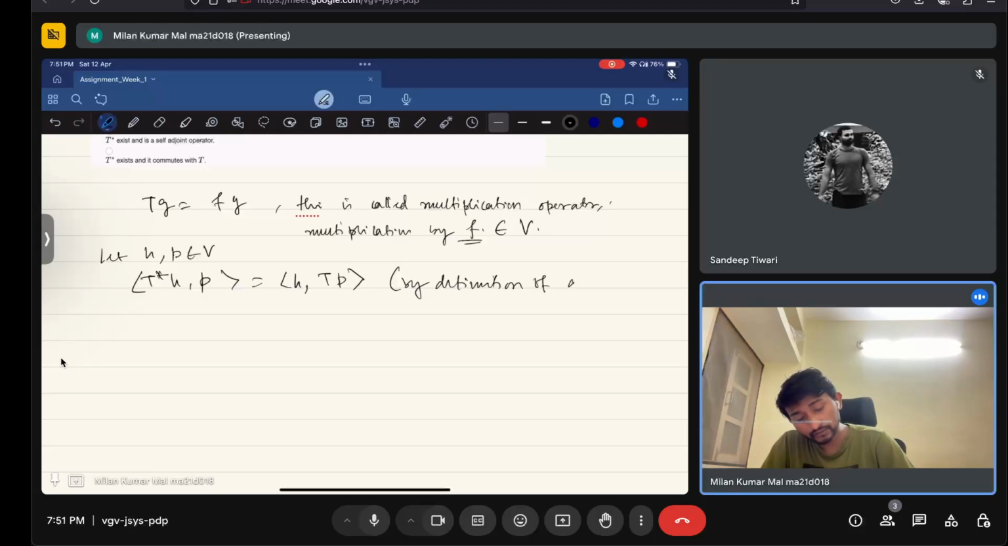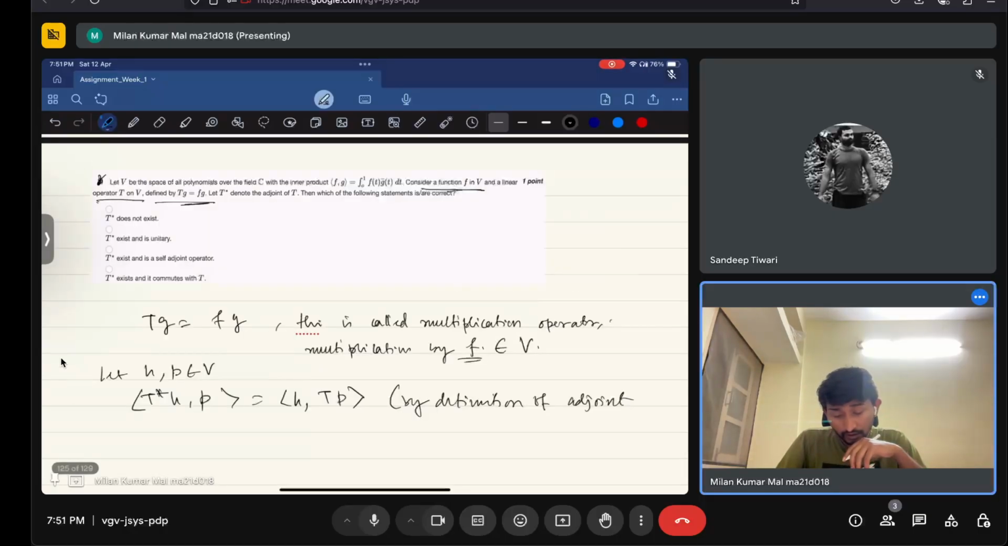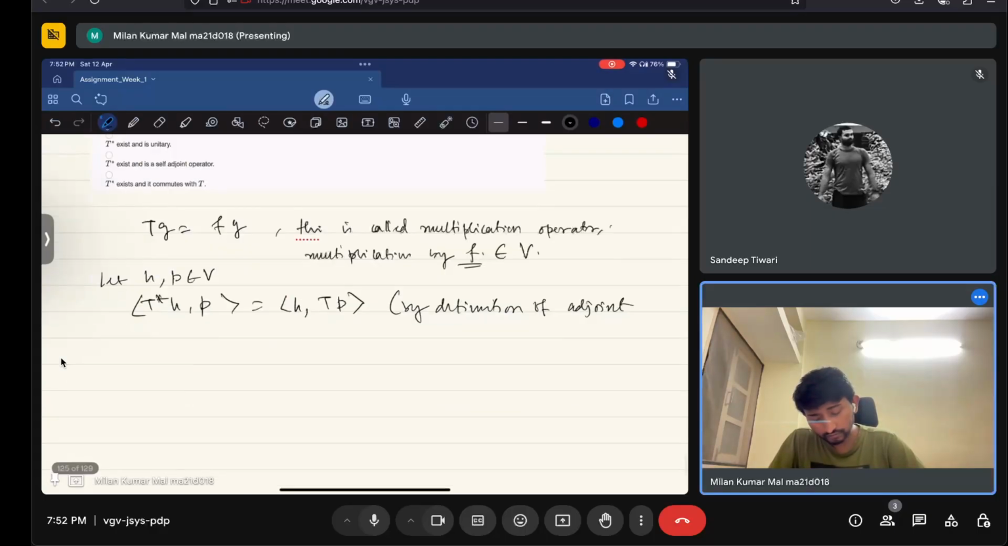By definition of adjoint. Okay, first of all, why will the adjoint exist? If I ask this question, T star denotes the adjoint of T, then which of the following is or are correct? First we have to consider why the adjoint will exist. Same thing it will work.